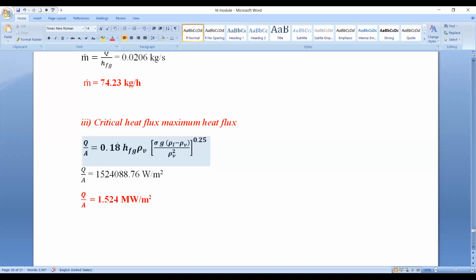Now substitute all the known values in this equation and get the value of Q by A, that is critical heat flux. The typical answer for critical heat flux, this is an answer in terms of watt per meter square. If you divide this by 10 to the power 6, you will get the value in terms of megawatts per meter square. That is Q by A equals 1.524 megawatt per meter square. So this is the final answer.